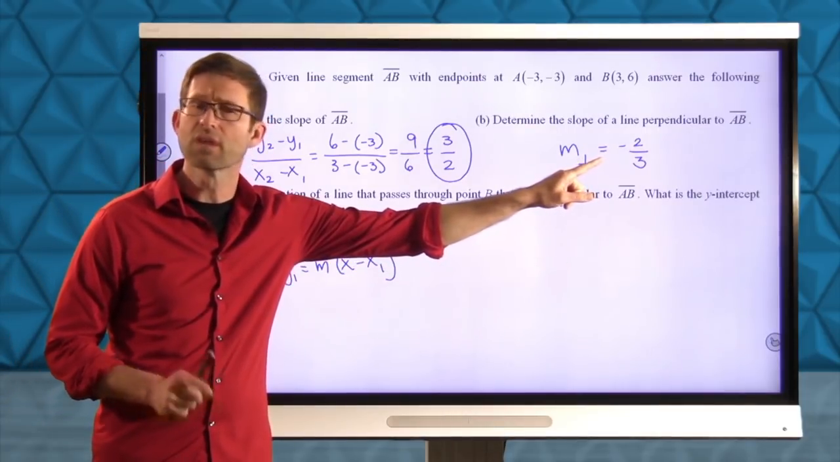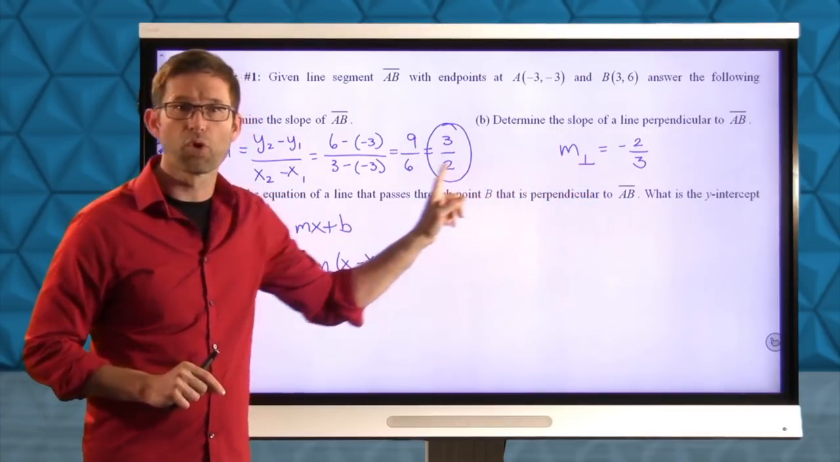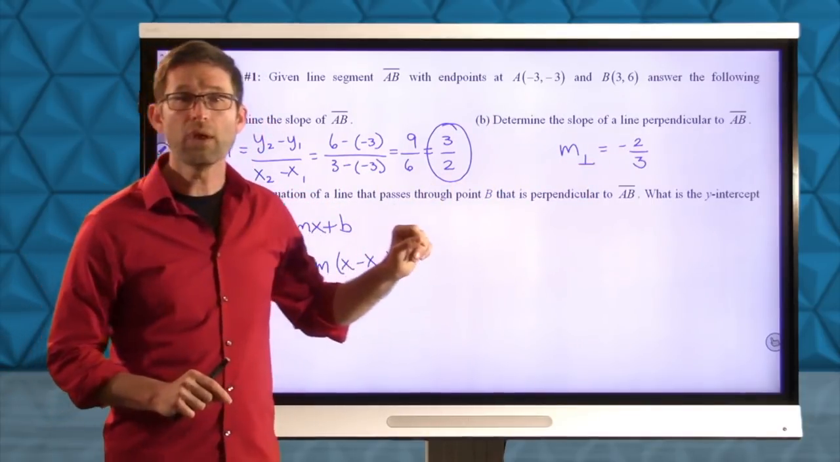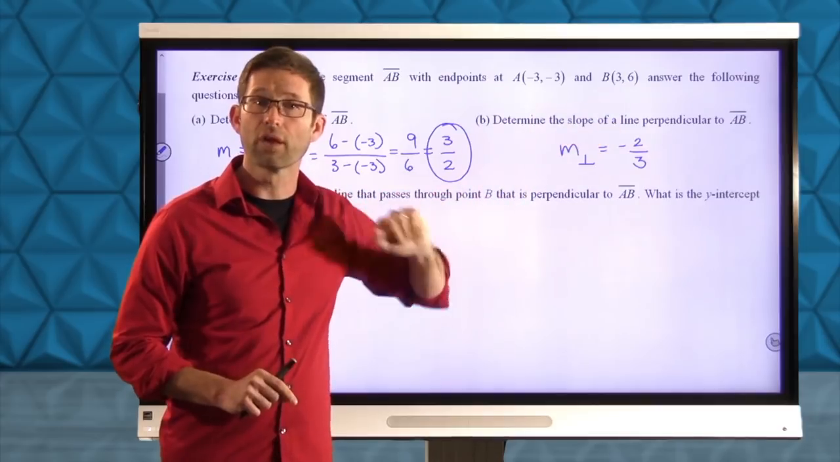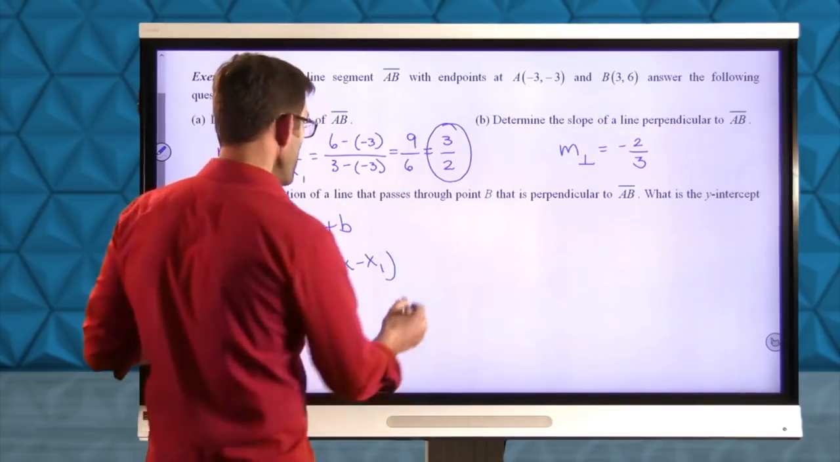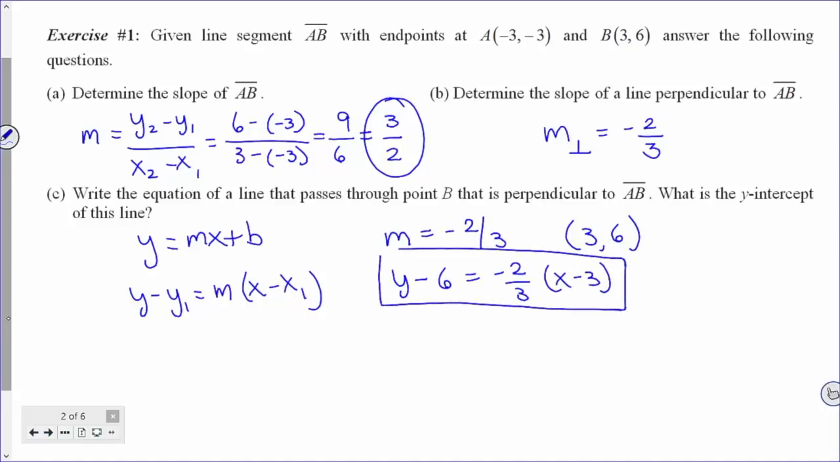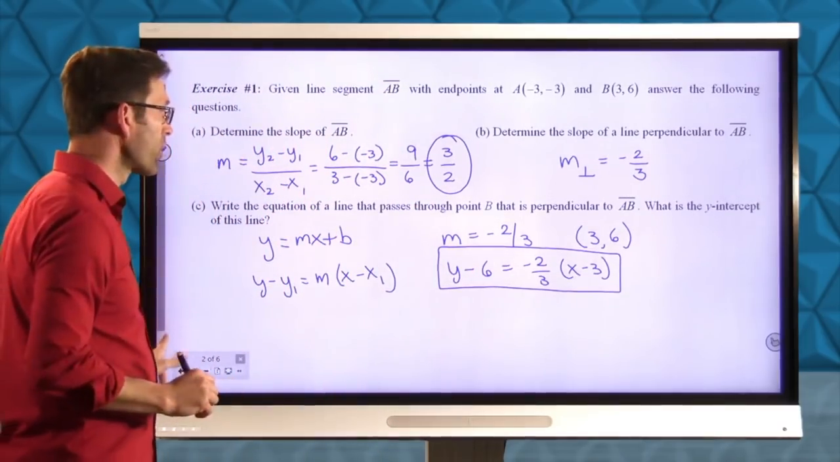It's -2/3, because remember, we're writing the equation of a line that's perpendicular to AB, so it must have a slope of -2/3, and we know a point that it goes through because we're told that it goes through point B. So we know our slope, it's -2/3. We know a point that it goes through, 3, 6. So we can write the equation of the line, y minus 6 equals -2/3 times x minus 3. So that is the equation of the line that we're looking for.